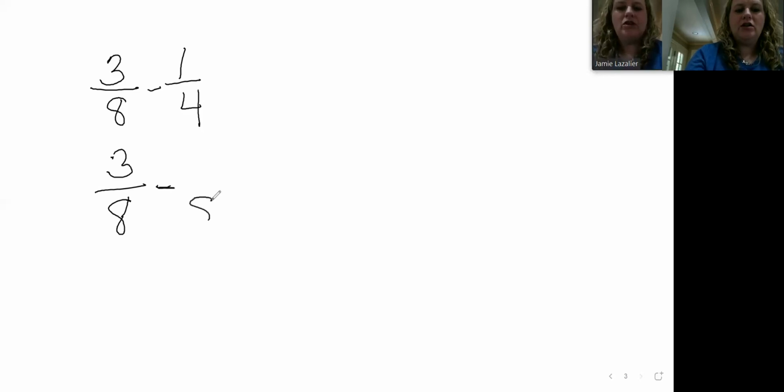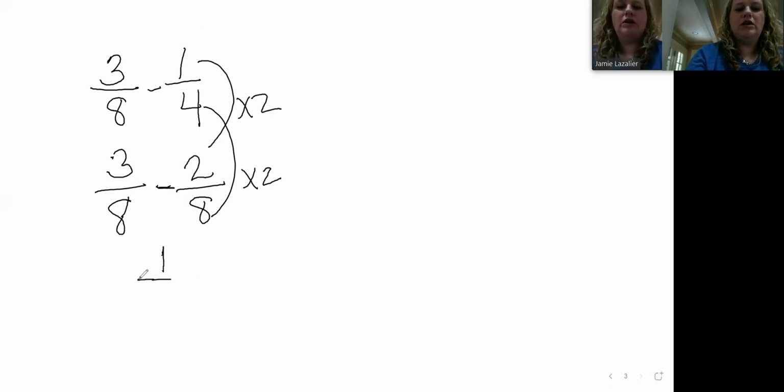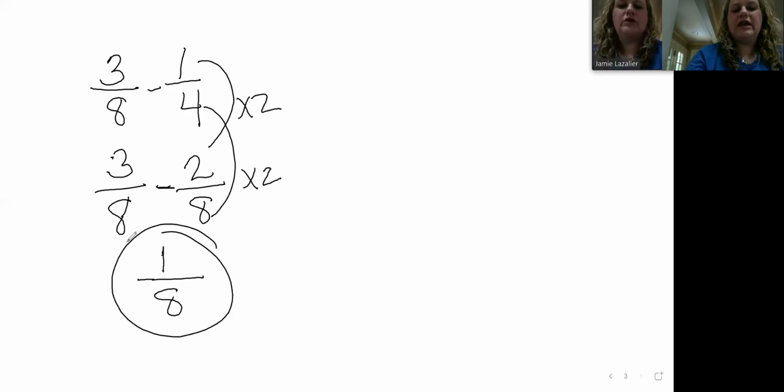Now here, I could turn this 4 into an 8 if I multiply by 2. So do the top times 2. 1 times 2 is 2. So 3 minus 2 is 1, and you keep your denominator. So 3/8 minus 1/4 is 1/8. Okay, now remember what we said yesterday.